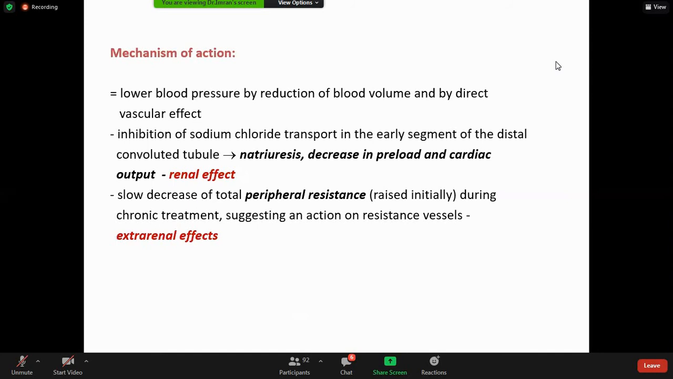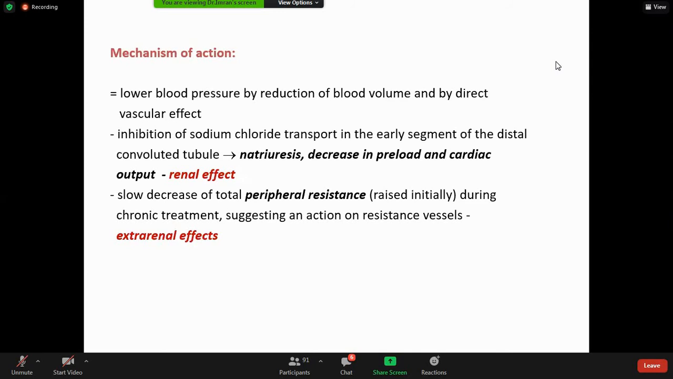Mechanism of action: lower blood pressure by reduction of blood volume and by direct vascular effects. So it not only decreases the blood volume by this mechanism, which is the main mechanism, inhibiting the reabsorption of sodium and chloride, raising the solute concentration in the lumen so that water moves from inside to outside towards this high solute concentration, and the solute as well as water is squeezed out. But it may also directly dilate the blood vessels.